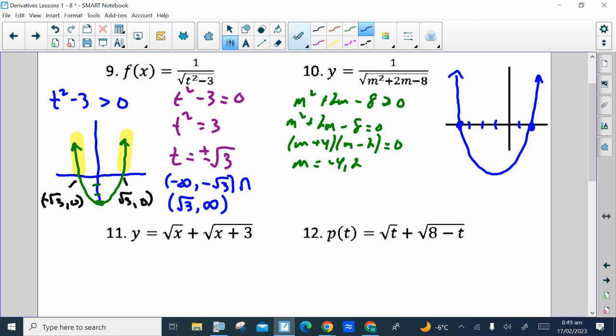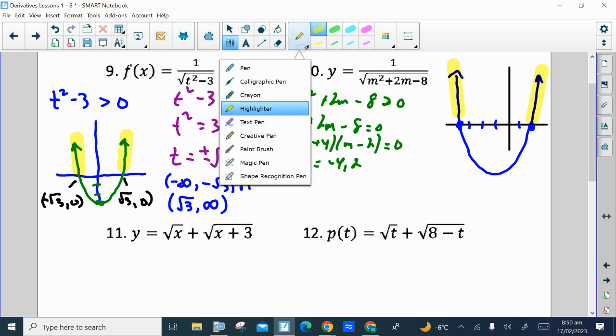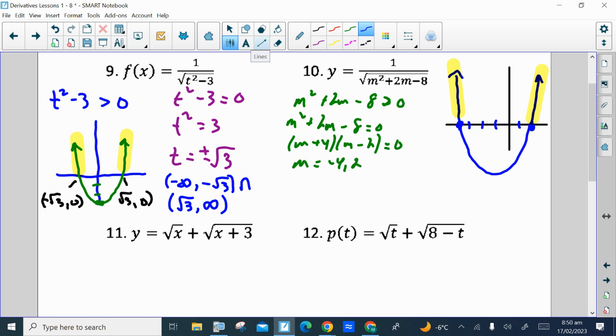And again, like before, we are concerned with determining where this graph is above the x-axis. Because the radicand has to be greater than 0. It can't be negative, it can't be 0. It must be only positive. And a function is positive where it is above the x-axis. So in this case, our domain would be from negative infinity to negative 4, and then from positive 2 to positive infinity.